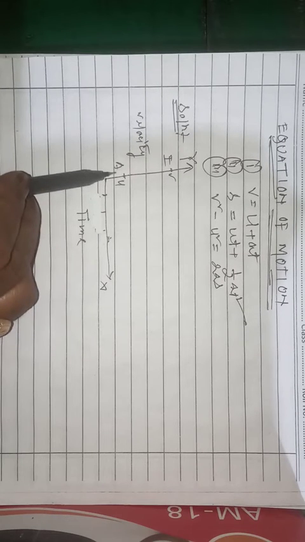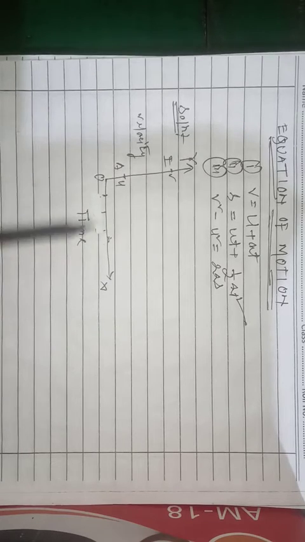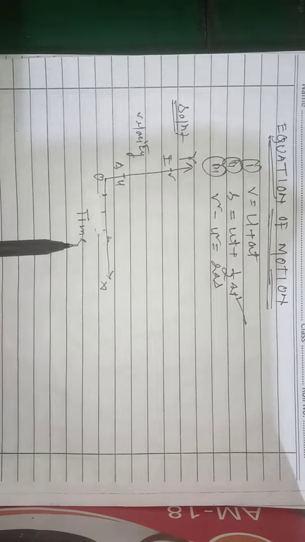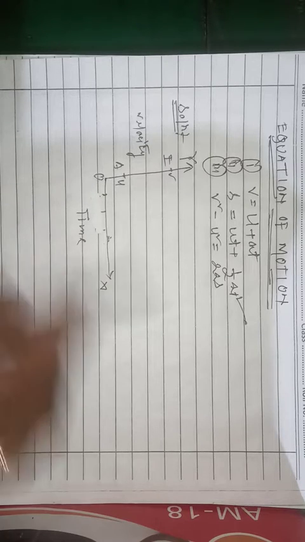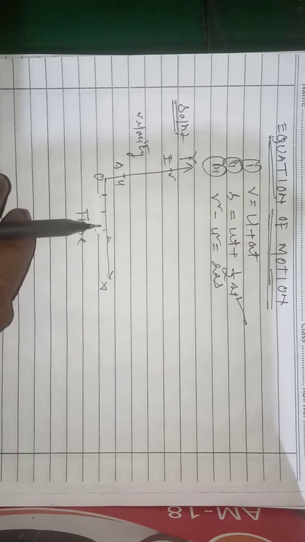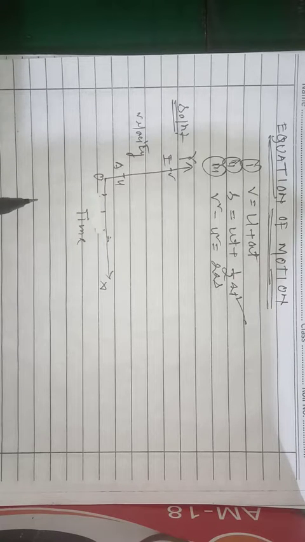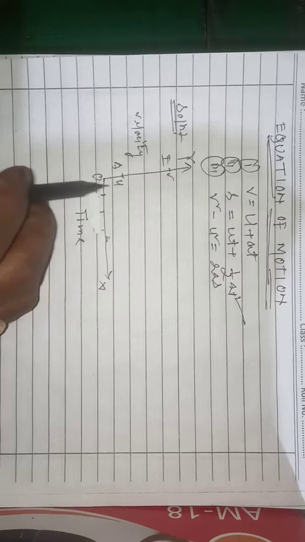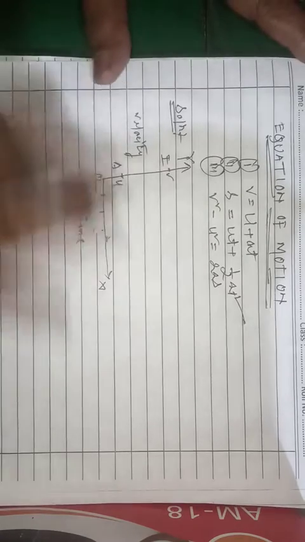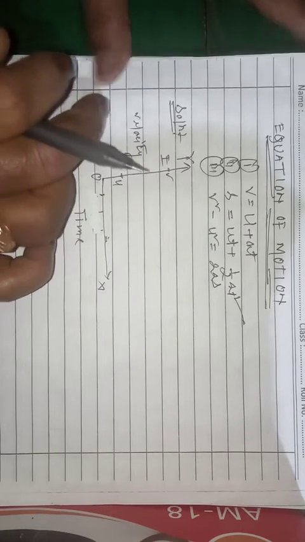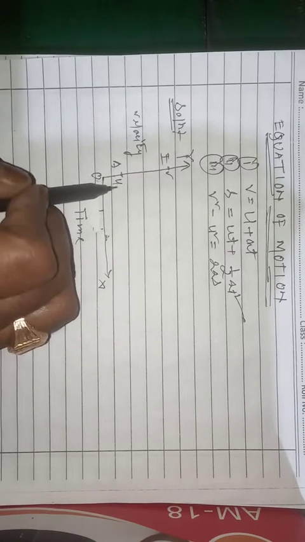Consider the velocity time graph. This is a velocity time graph. One axis velocity, another axis time. An object is moving under uniform acceleration as in this figure, but u is not equal to 0. From the graph you can see that the initial velocity of the object is u at point A.